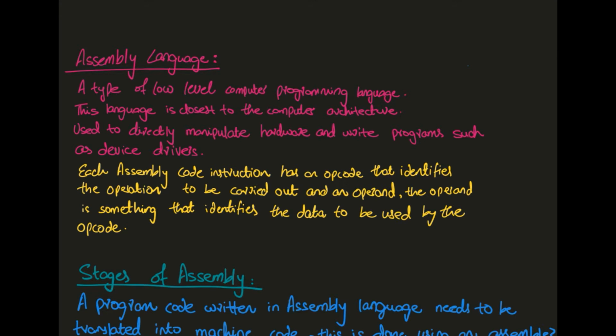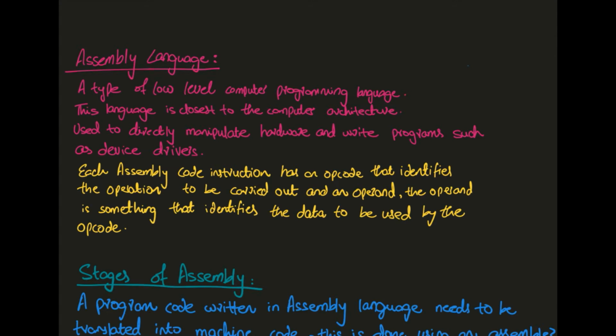Each code instruction has an opcode that identifies the operation to be carried out, and an operand. The operand is the data, and it identifies the data to be used by the opcode, on which the operation is to be performed.